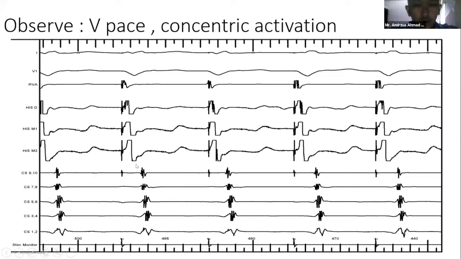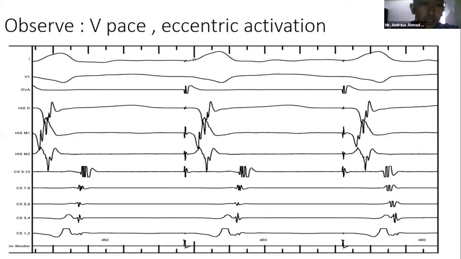Once we capture the RV, we need to see the conduction on the CS. What the operator needs to know when we do the V pace is whether it is concentric activation or eccentric activation. Concentric activation means we can exclude a left-sided pathway. From this EGM, we can exclude a left-sided pathway, but we still have the possibility of a right-sided pathway, AVNRT, or atrial tachycardia, because we only did ventricular pacing.